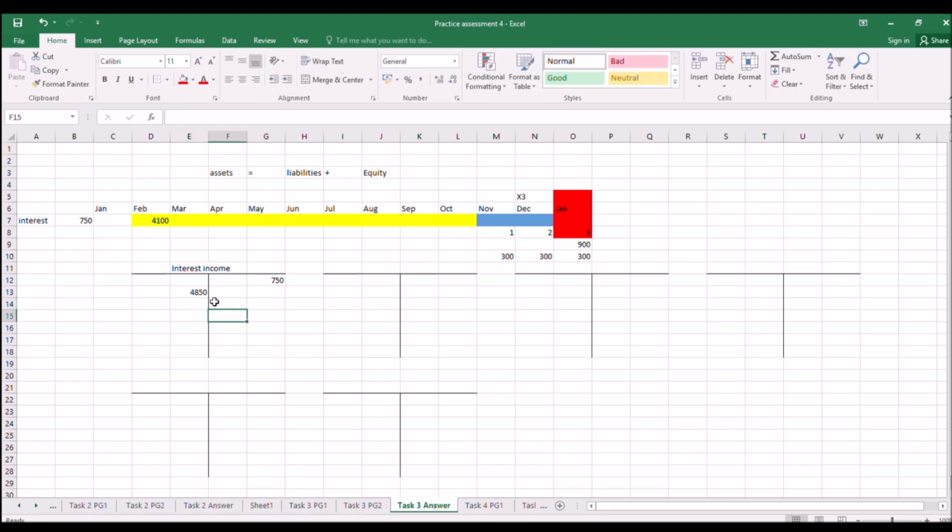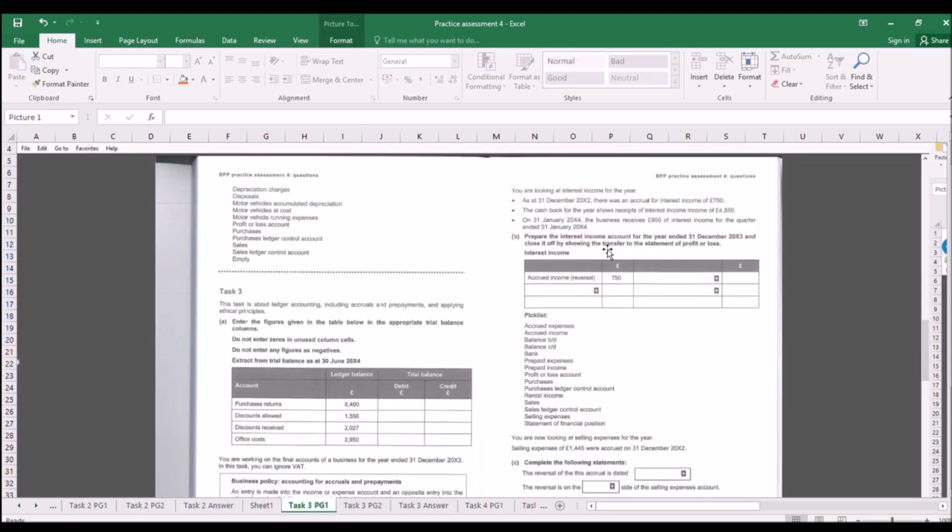Sorry, actually, let me slide this the other way around. 750 there. 7850 there, and accrued income here at 600, and here would be our accrued income asset. The statement of financial position, 600 there. Right, here we go. So please prepare the interest income account for the year ended 31st December 2003. Close it off. Right, so we reversed that one in there though, so let's go back to here. Reversal of that accrued income is going to be a debit, so that's going to put that in that position there. Okay, we've got our profit and loss account.